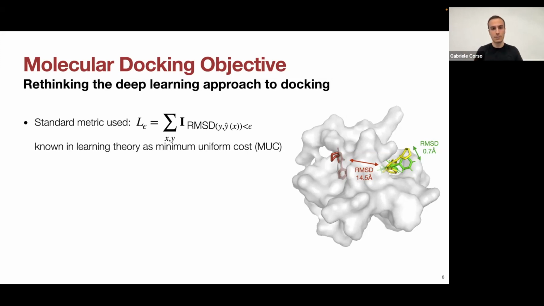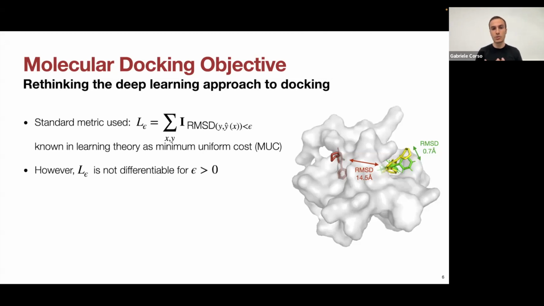So for this, the standard metric that is used is the percentage of predictions that are within 2 Angstrom RMSD, within some small epsilon, which is typically taken to be 2 Angstrom. And in learning theory, this is known as minimum uniform cost, because we're putting a uniform cost on anything that is very close, and then everything that is far away, we consider as a wrong prediction.